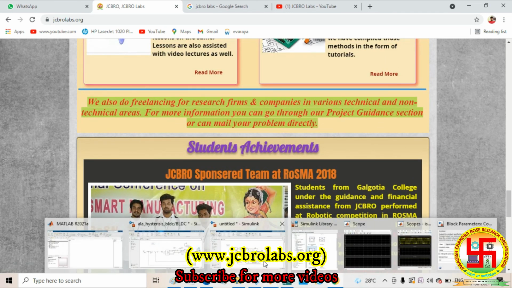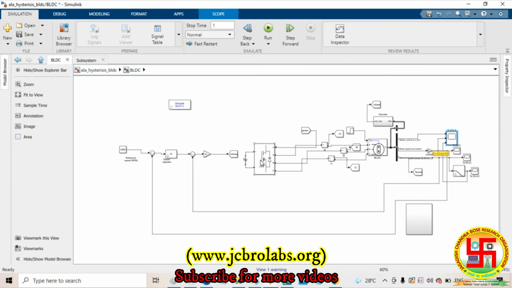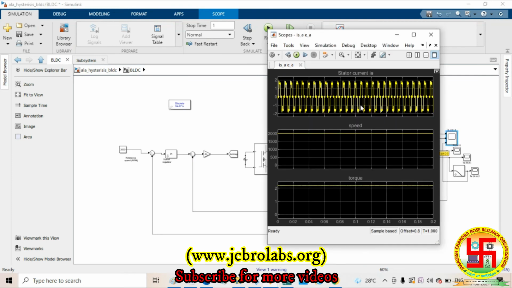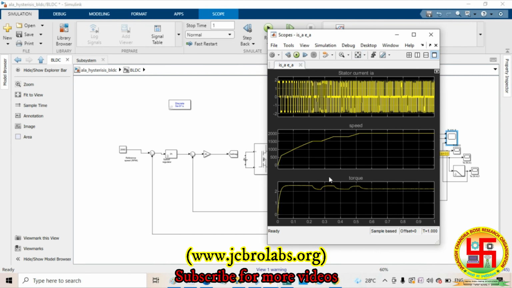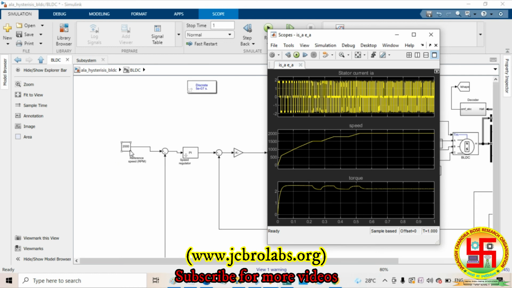So once again I will show the results here. This is the one which we got. Now you can see the torque and the speed, how it is in each case. Finally, after 0.5 second we keep 2000 RPM, then it settles down. Initially it is changing, and this is the state or current of the motor.